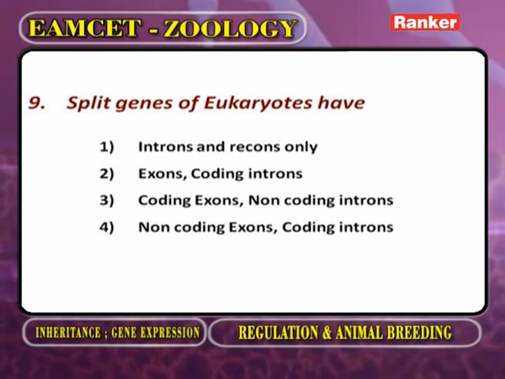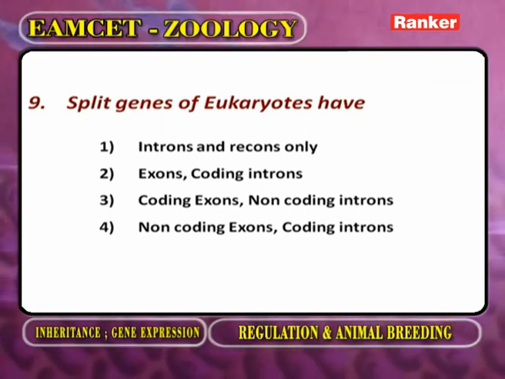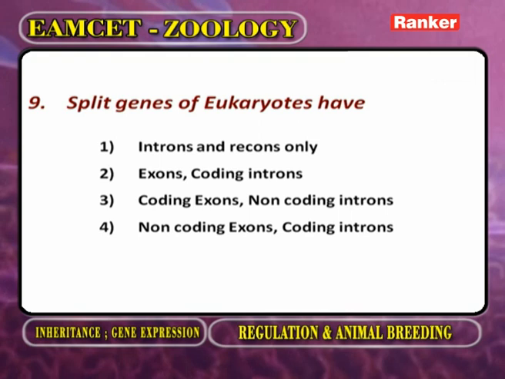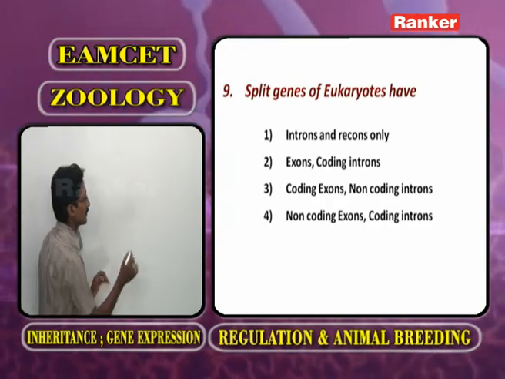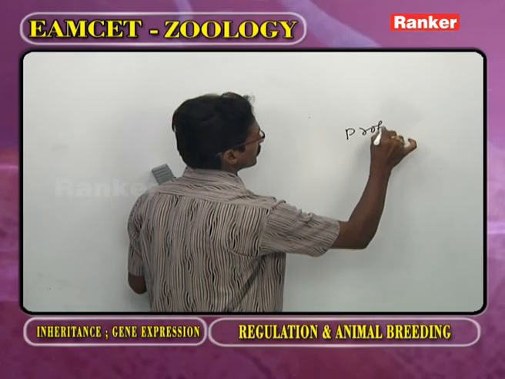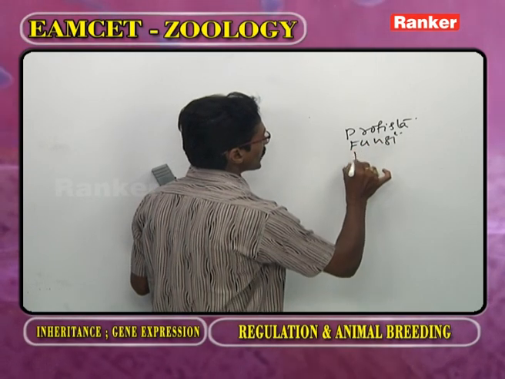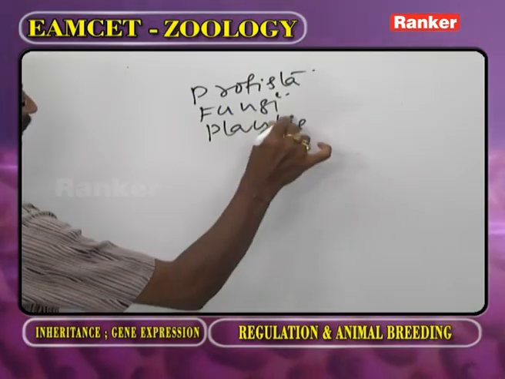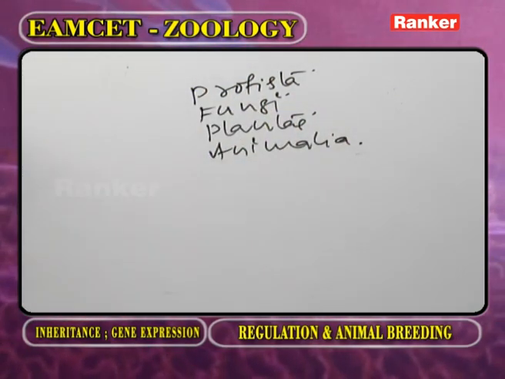Split genes of eukaryotes. Now we are discussing the eukaryotes. What are the eukaryotes? Distinct nucleus with nuclear membrane present. One example is protista and one example is fungi. One example is plantae. One example is animalia. Now all these are the eukaryotes.